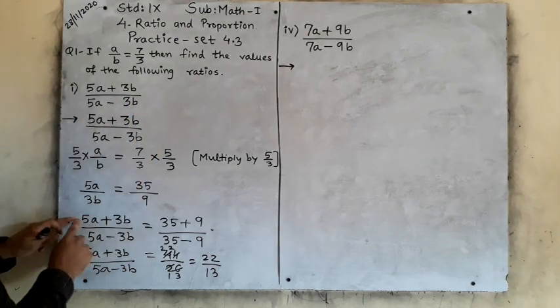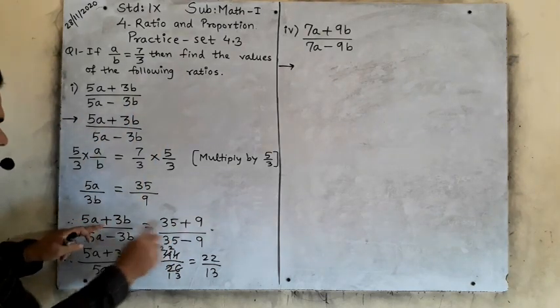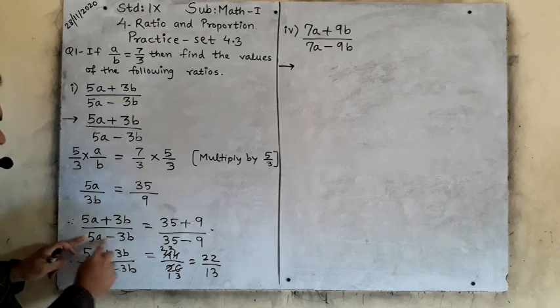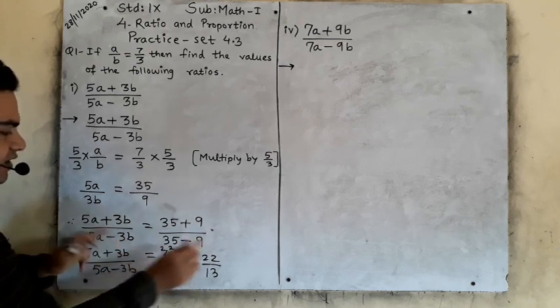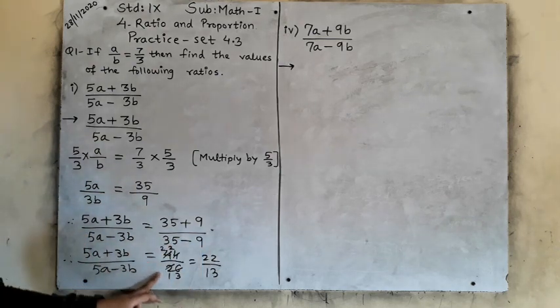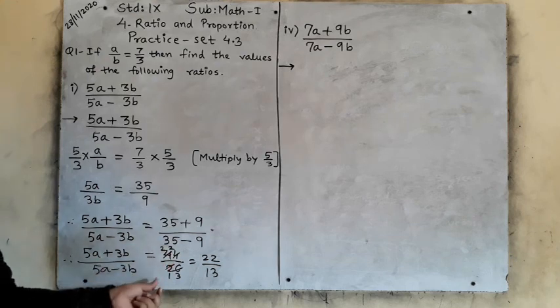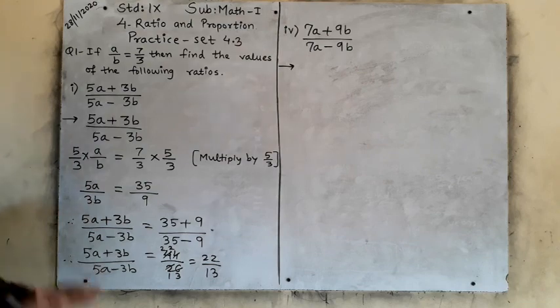Write the question again: 5a value is 35 plus 3b value is 9, over 5a value 35 minus 3b value 9. The answer will come 44 upon 26. Dividing by 2, we get 22 upon 13. So the answer is 22 upon 13.